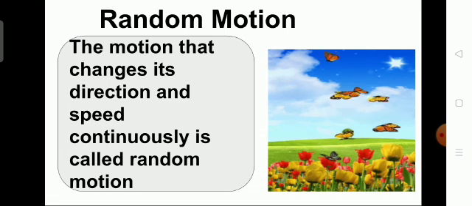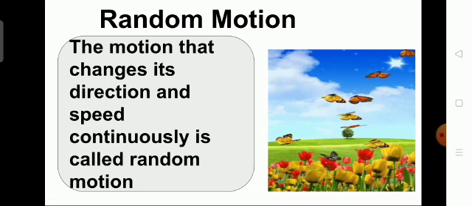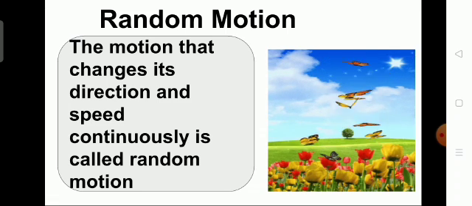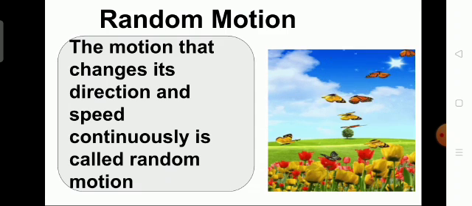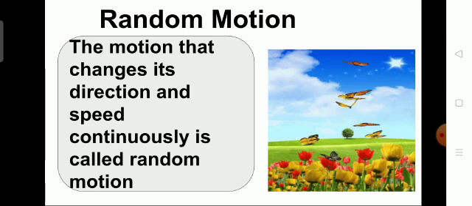They do not have a fixed direction and a fixed speed. Their direction and speed change continuously. So this is an example of random motion. Similarly, the motion of children playing in a park is also an example of random motion.